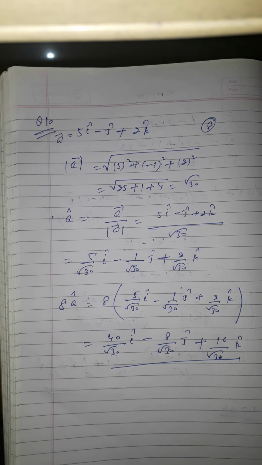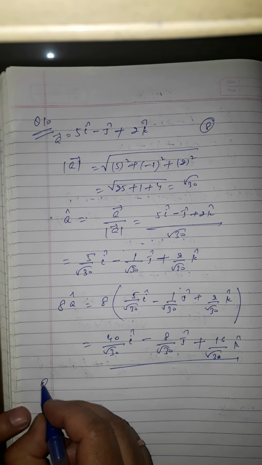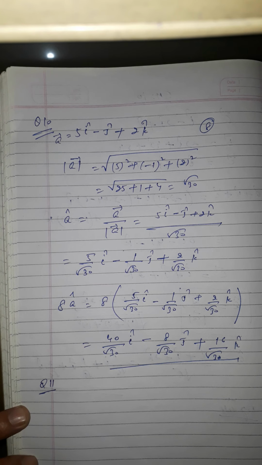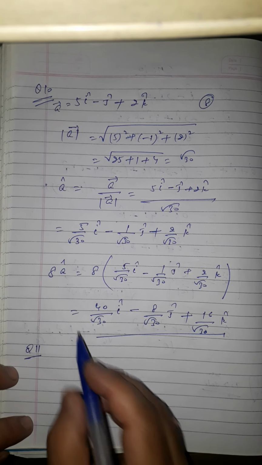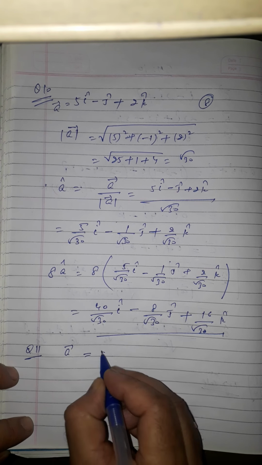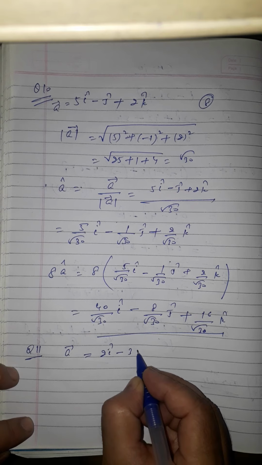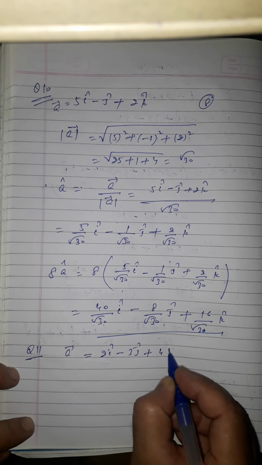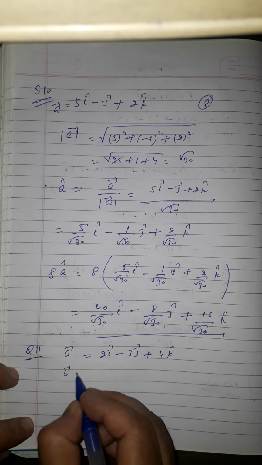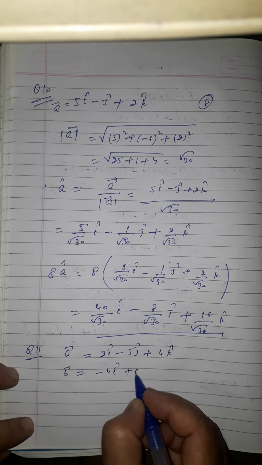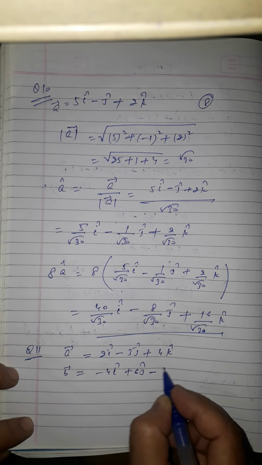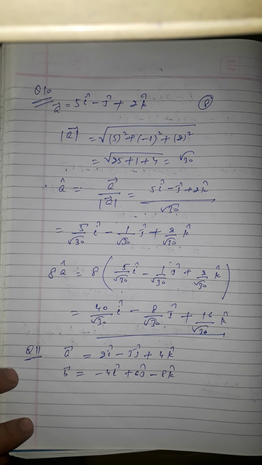This is also one of the techniques to find out the other vector like this. So next question is there, question number 11. In question number 11, students, show that these two vectors that are given to you, vector A that is equal to 2i cap minus 3j cap plus 4k cap, and another vector is given as minus 4i cap plus 6j cap minus 8k cap, are collinear.